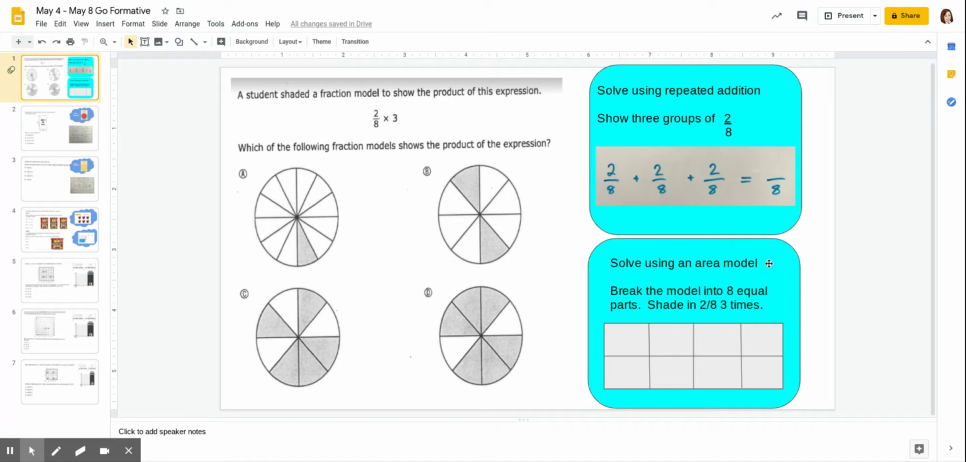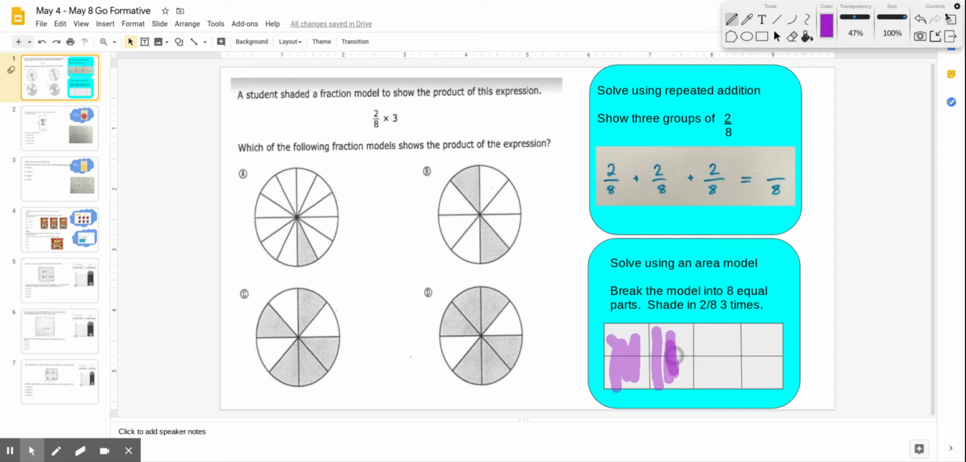The second way that you reviewed how to solve this is by using an area model. So you would break the model into 8 equal parts, because 8 is the denominator here, and then you would shade in 2/8 3 times. So here it would be 1 time, 2 times, 3 times, and then you would count up how many are shaded out of 8.